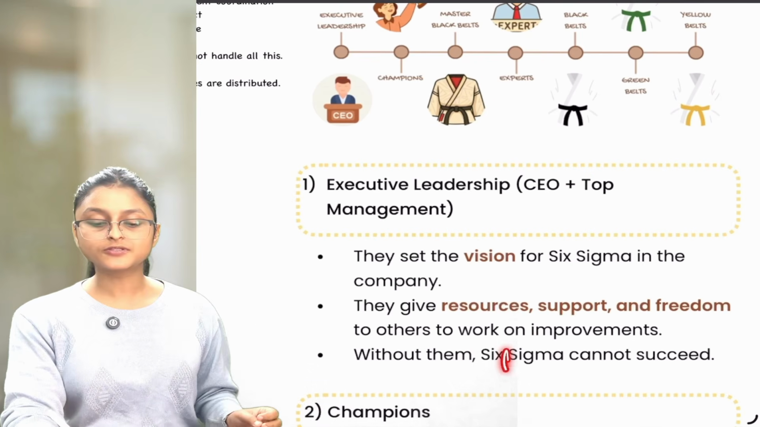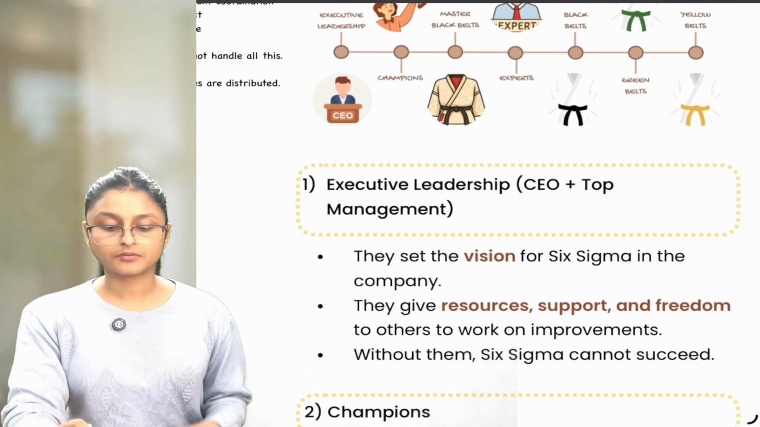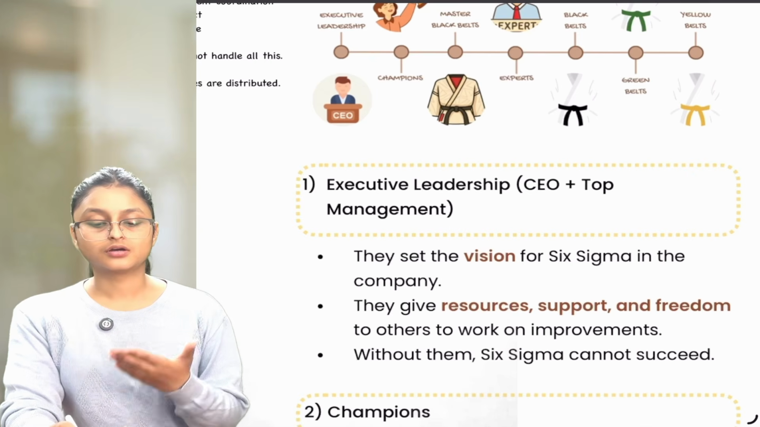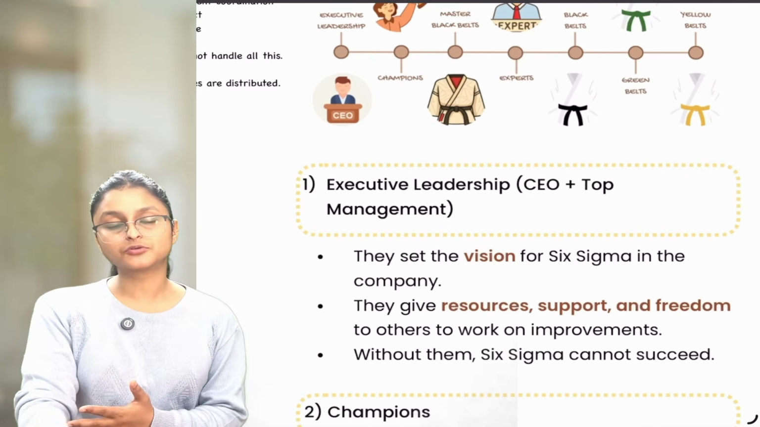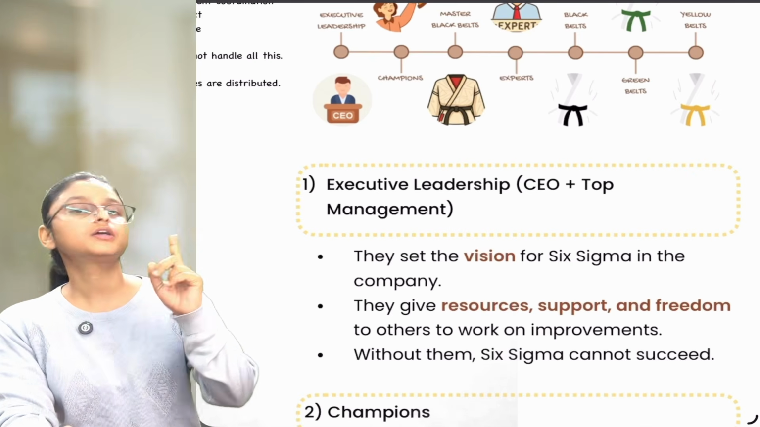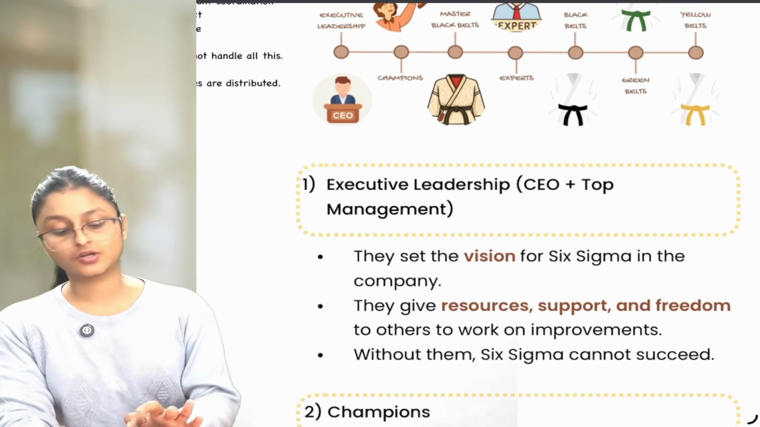Without them, Six Sigma cannot succeed, because who will support the workers? Who will give freedom to them? If top managers are not supporting, Six Sigma can't work in the organization.